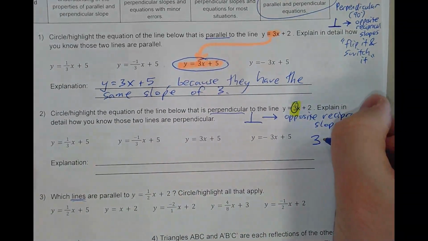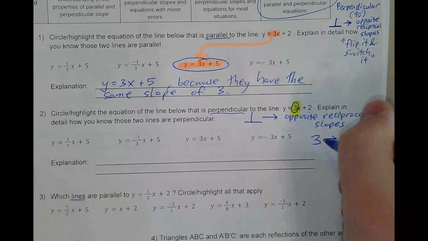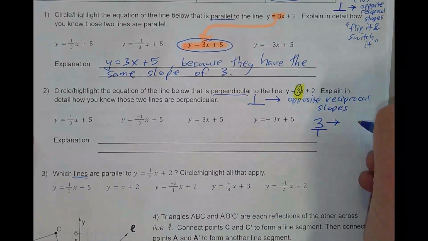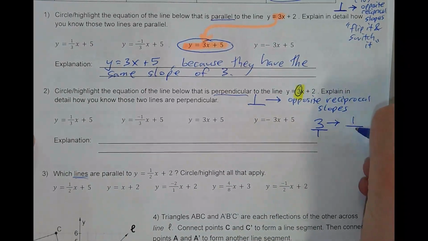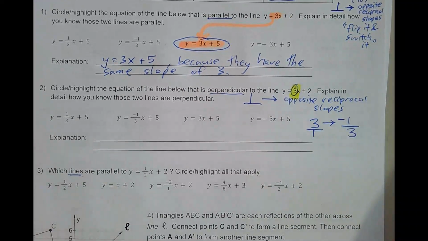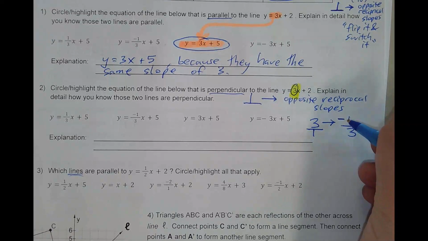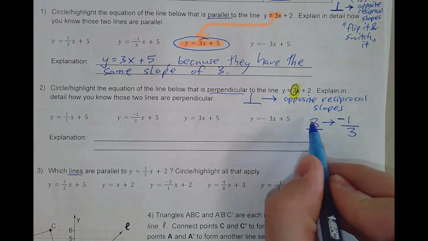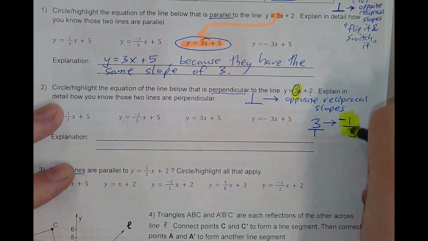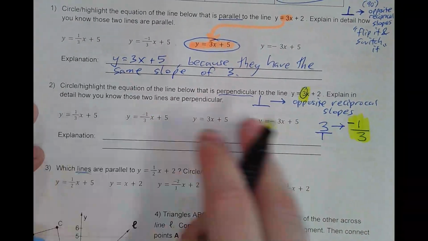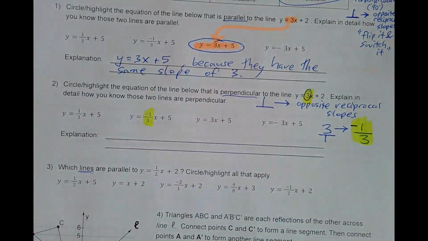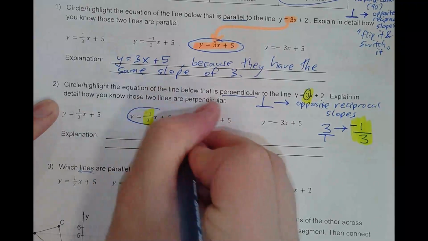and I have to flip it and switch it, I have to write 3 as a fraction. What is 3 as a fraction? 3 as a fraction is 3 over 1. Now I need to flip it, do the reciprocal, and I also need to switch it. So if it's positive, it becomes negative. If it's negative, it becomes positive. So it's very simple. I flip it and switch it, and this is the slope that I'm looking for. Which of these equations has a slope of negative 1 over 3? The only one that does is this one.